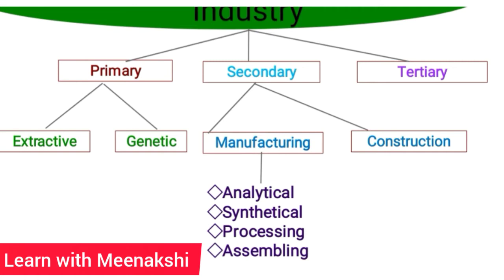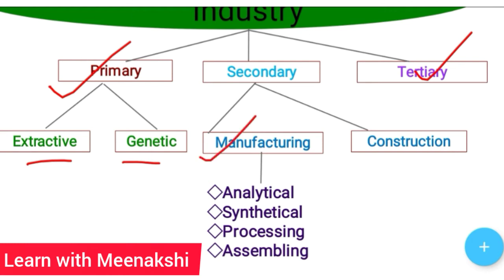So here the industry is divided into three broad categories, namely primary industry, secondary industry and tertiary industry. Under primary industry we have two classifications, extractive and genetic, and under secondary we have two classifications, manufacturing and construction. And tertiary does not have any classifications. Manufacturing industry has further four types of industries. Let's see this one by one.